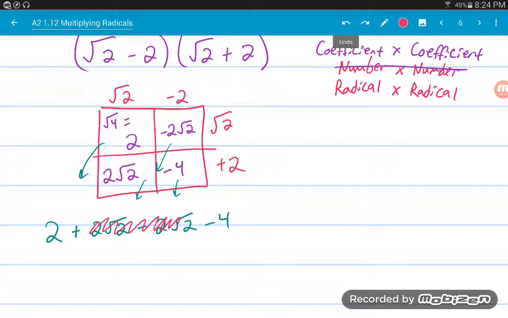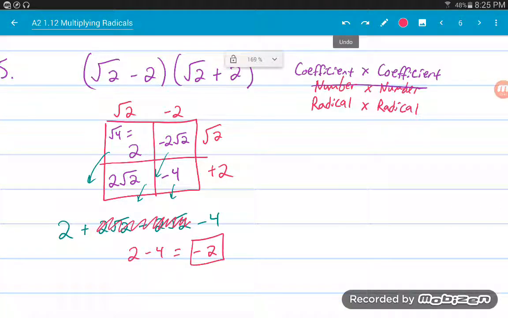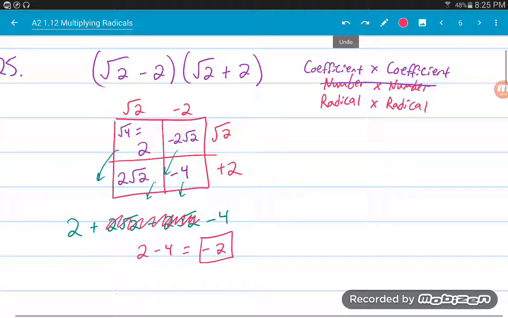It's pretty convenient because it makes this problem a lot simpler. Now what do I have left? Nothing but 2 minus 4, which is negative 2. Now not every one of these is going to get that simple, but they should all end up simple, and they should all end up with no square roots. None of those. No square roots left in the final answer. So if you follow along with these steps, you should be fine. Good luck.